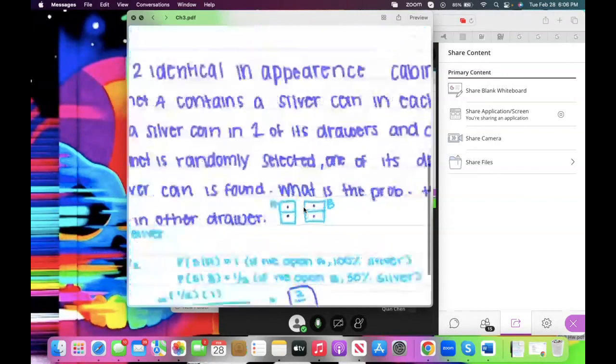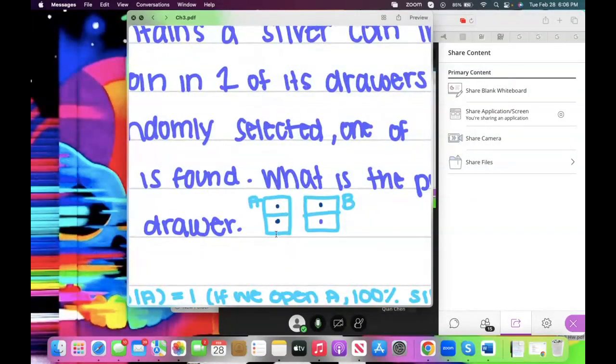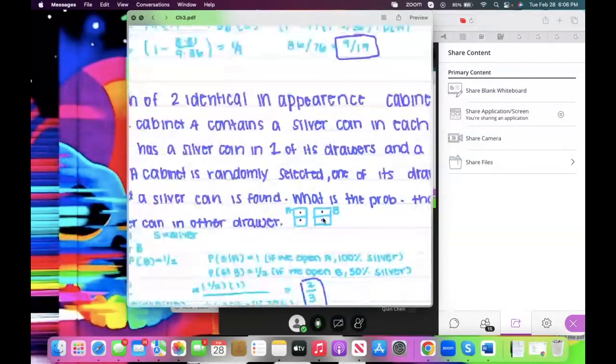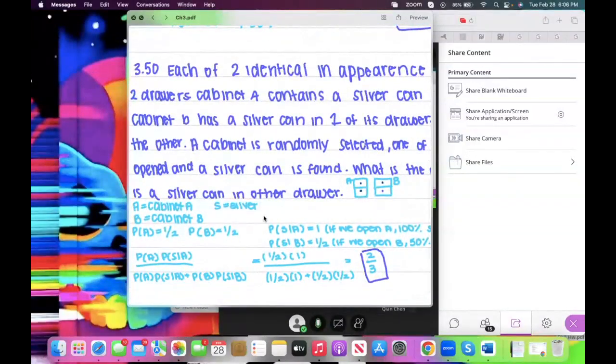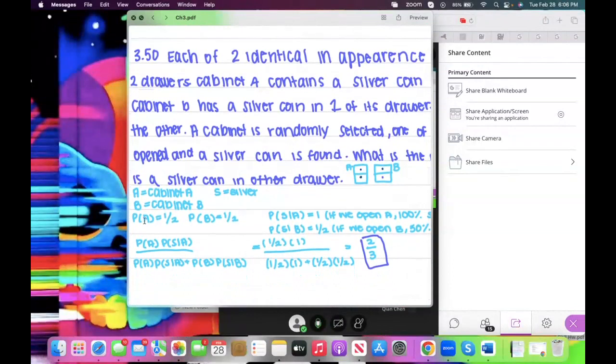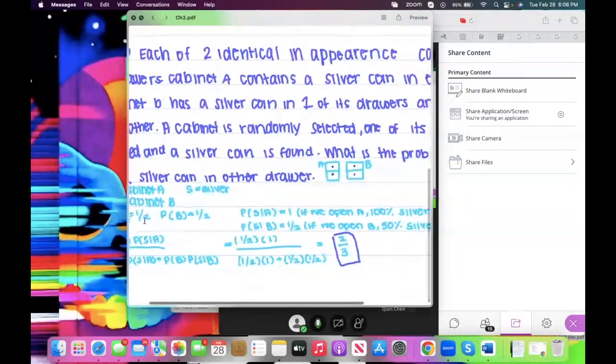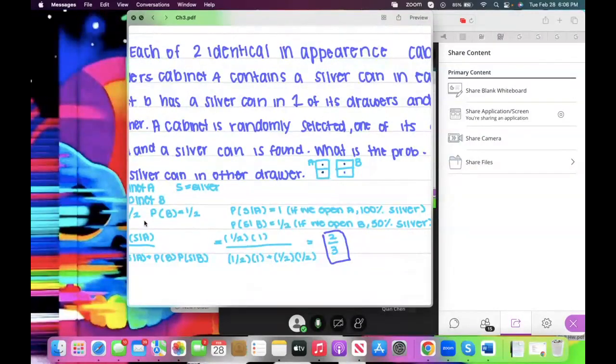So I drew a little picture. This was A and B. They're supposed to be identical, and B has one different colored coin. Cabinet A is A, cabinet B is B, and silver is S. The chance of getting cabinet A, if I choose randomly, is 1 out of 2, and so is B, because there are only 2 cabinets. If we open A, it's 100% going to be a silver coin, and if we open B, it's only 50% going to be a silver coin.